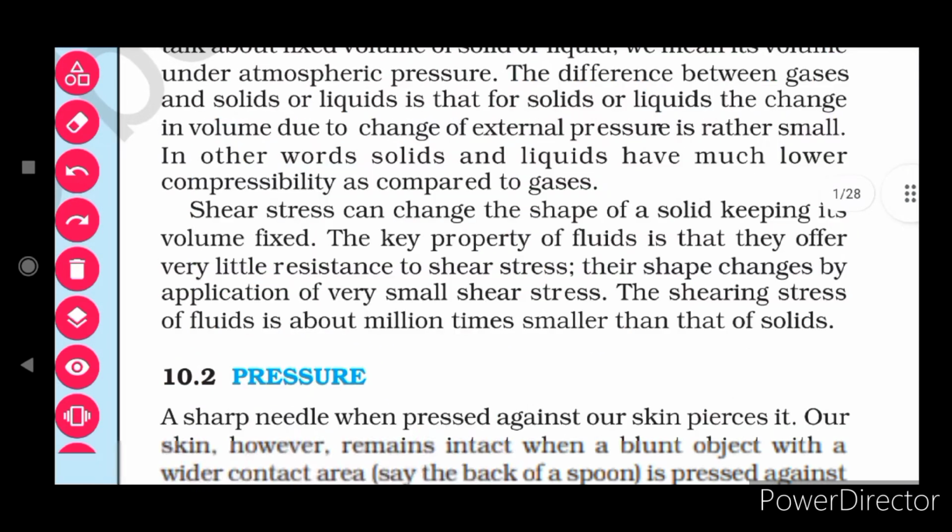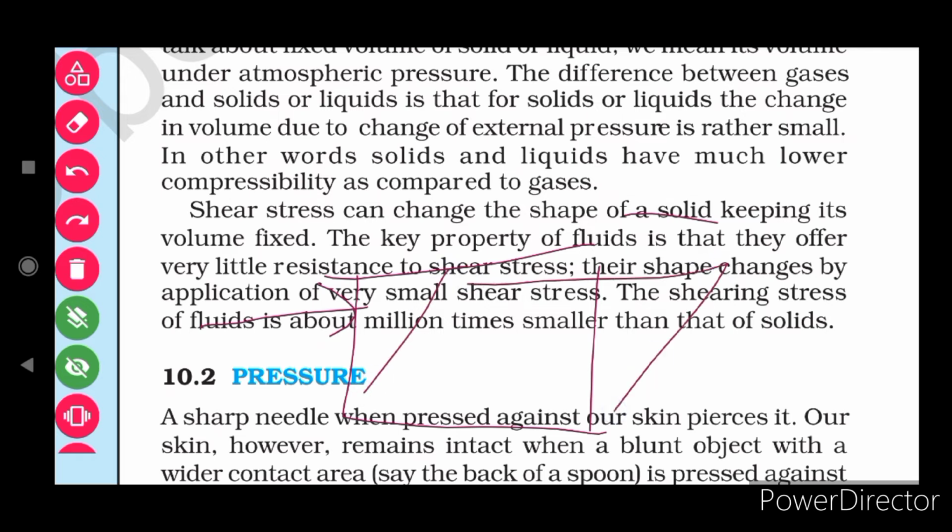Now, shear stress can change the shape of a solid, keeping its volume fixed. We have talked about shear stress in the previous chapter. It is the force acting tangentially. Like if this was a book and we applied a tangential force here, the upper plane will be displaced from its position, and this is the shearing strain that will develop in it.